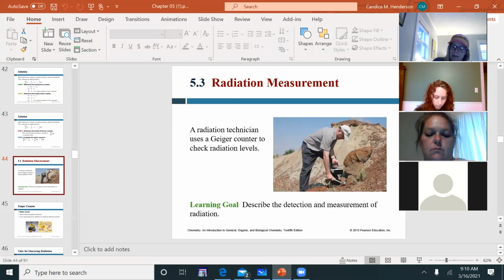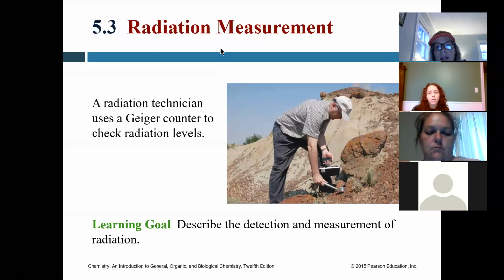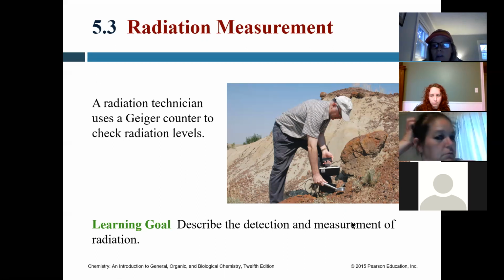So let's see where we're at. And so we're going to talk about this radioactive measurement. So this dude here has what's known as a Geiger counter, and it has a reader in it that clicks every time it's measuring a certain amount of radiation.